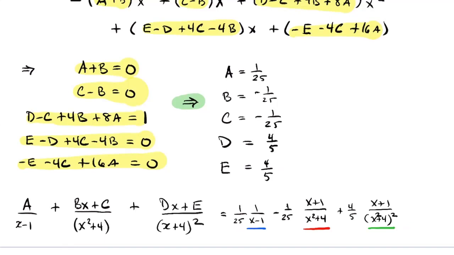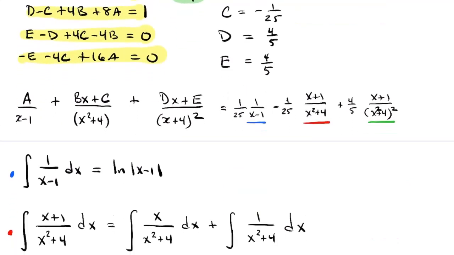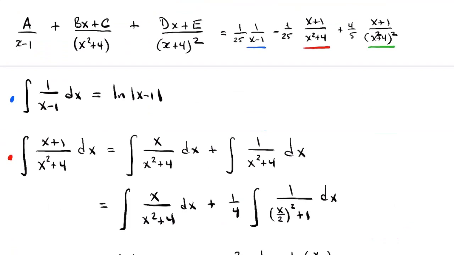That's my expression. So when I go to integrate this thing, which is my intention, I'm going to integrate each one of these separately. You can see I've got a little color coding scheme here because this problem is getting very long. So the first thing I'm going to do is calculate this first part. What is the integral of 1 over x minus 1?